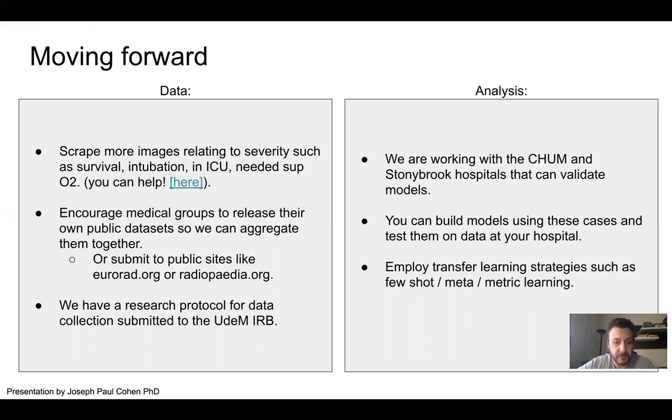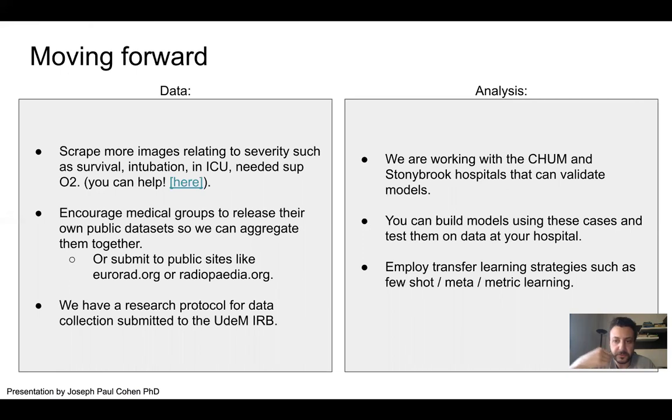Currently, we have a research protocol pending at UDEM for a direct or an indirect collection system that people can submit data to us, and then we can include it in this data set. For analysis, we're working with hospitals such as the Schumann in Stony Brook to validate models. We don't have any models to validate yet.